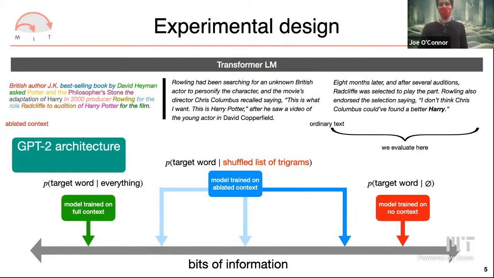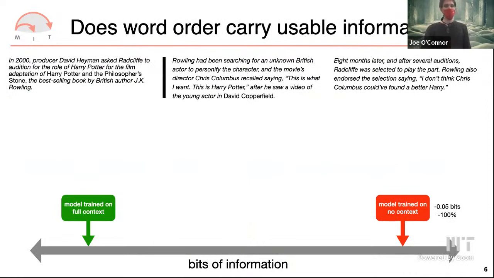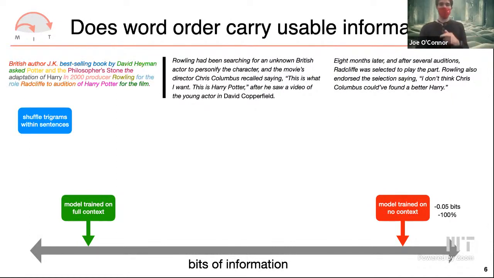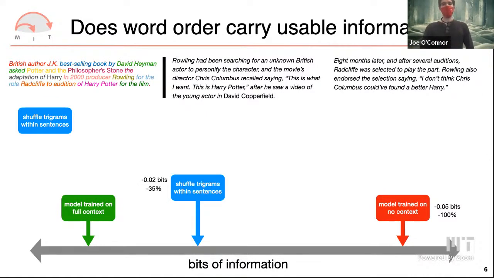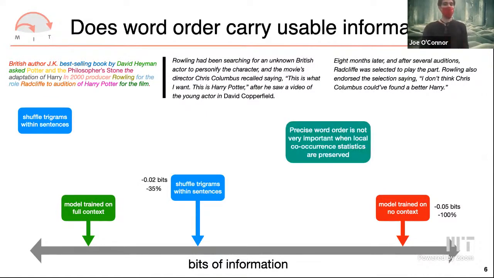And we're using GPT-2 architecture here, not pre-trained, but rather trained from scratch on Wikitext 103, which is a standard English language modeling benchmark. Okay, so our first question here is, does word order carry usable information? To test this, we do a bunch of different shuffling experiments. In this case, we're going to shuffle trigrams, preserving local but not global structure, and find that we lose only 35% of usable information in long range. So from that, we can conclude that precise word order is not very important when local co-occurrence statistics are preserved.